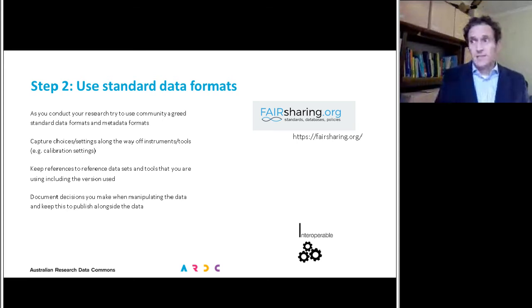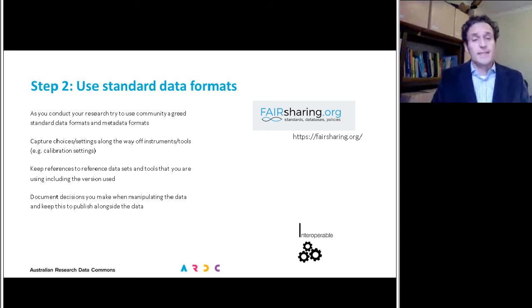As you have collected data and you're starting to compare it, for example, to reference data sets, keep a reference to which reference data set you used with the correct version there. If you use specific tools or software to manipulate the data, remember to keep track of which version of the software you use, because that can also have consequences for the analysis and the outcomes.